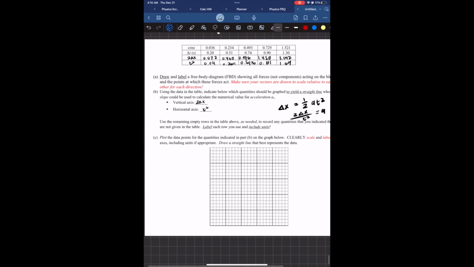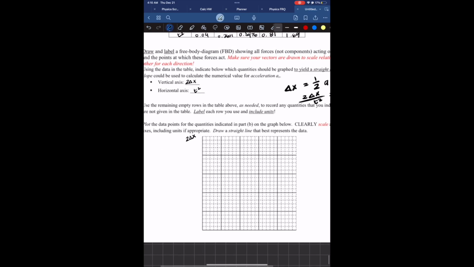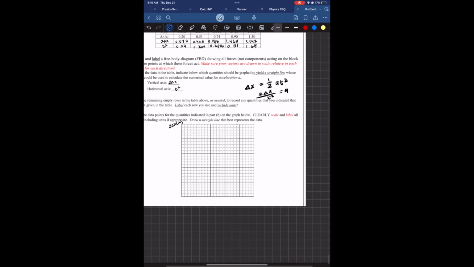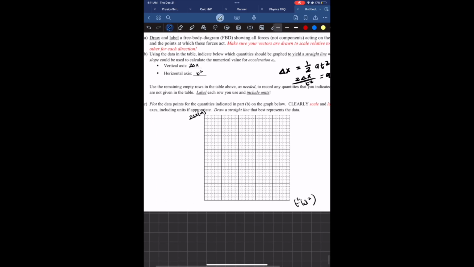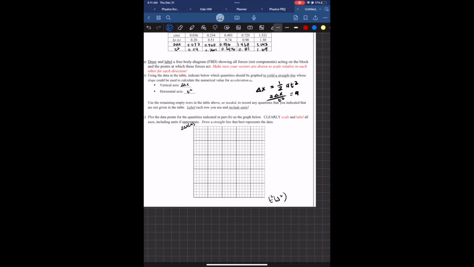So for the graph, I basically graphed what I put in the table. So like I said, the vertical axis is going to be 2 delta x, and then the horizontal axis is also going to be t squared, and 2 delta x is going to be in the units of meters, and then t squared is going to be in units of second squared. So thus it being equal to like acceleration because meters over second squared.